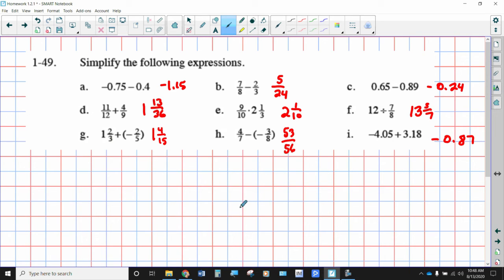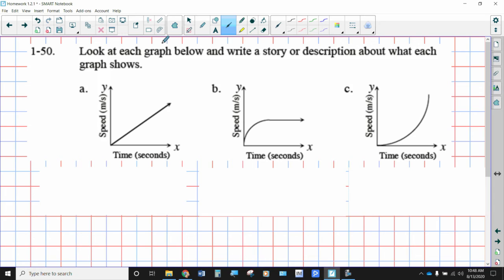Pause all you like until you get everything taken care of. I'm going to move on. So if you don't want to move on, pause until you're ready. All right, look at each graph below and write a story.